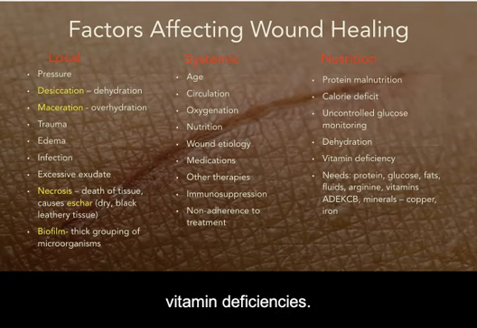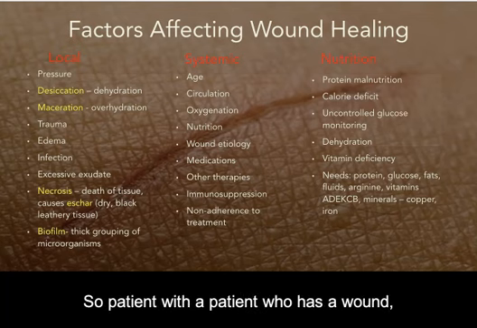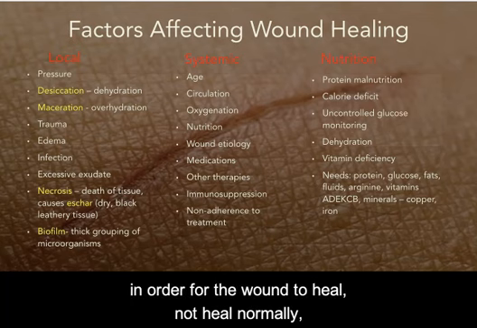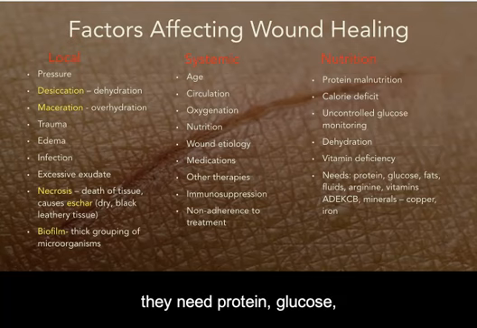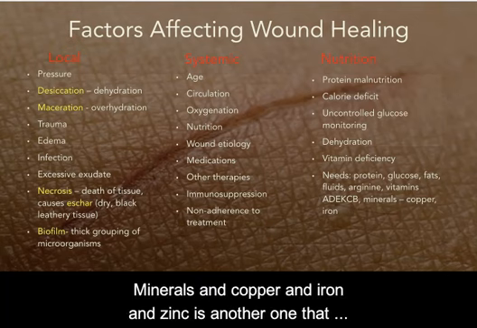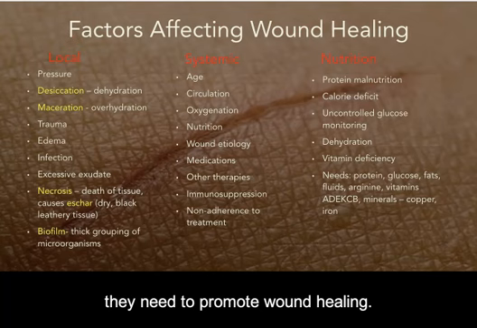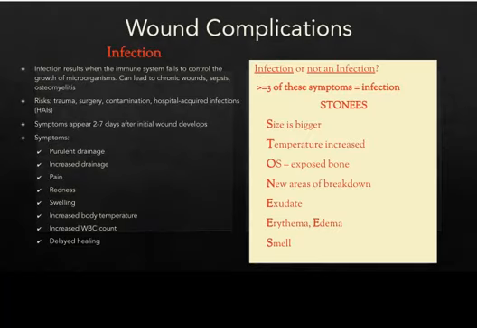Vitamin deficiencies. So a patient who has a wound, in order for the wound to heal normally, they need protein, glucose, fats, fluids, iodine, vitamins, and those vitamins are A, D, E, K, C, B, minerals, and copper and iron. And zinc is another one that they need to promote wound healing.